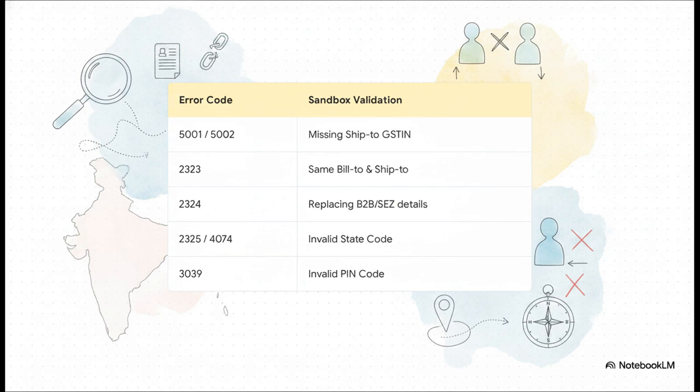If your payload passes the exact same GSTIN for both the Bill 2 and Ship 2, boom, you hit error 2323. Furthermore, they are validating geography now. Errors 2325, 4740, and 3039 will fire off if your Ship 2 state code or PIN code doesn't perfectly align with the state code embedded inside that GSTIN. The validations are just getting much smarter.